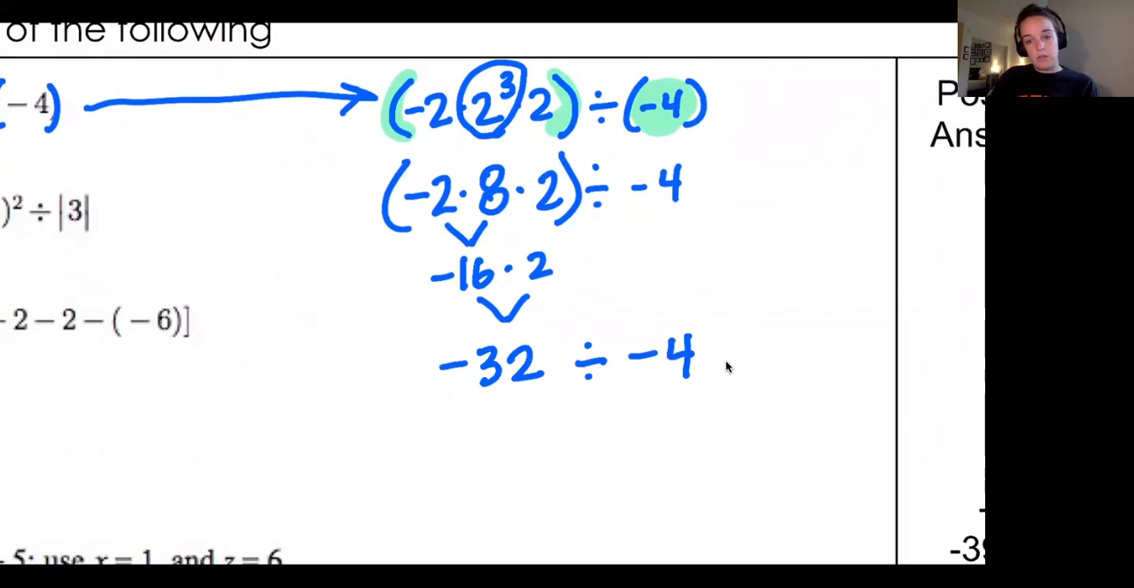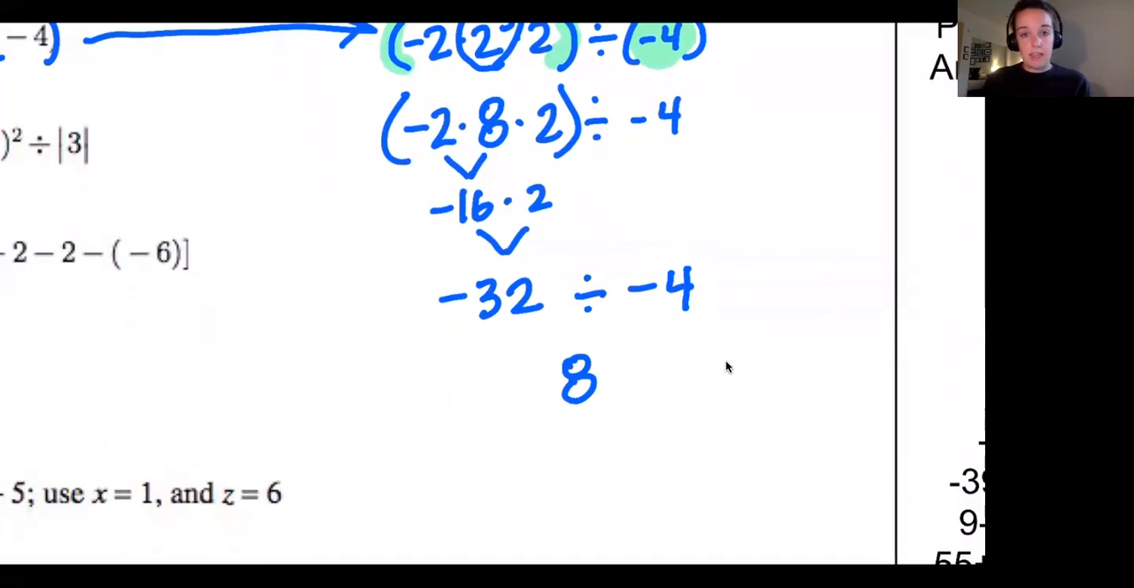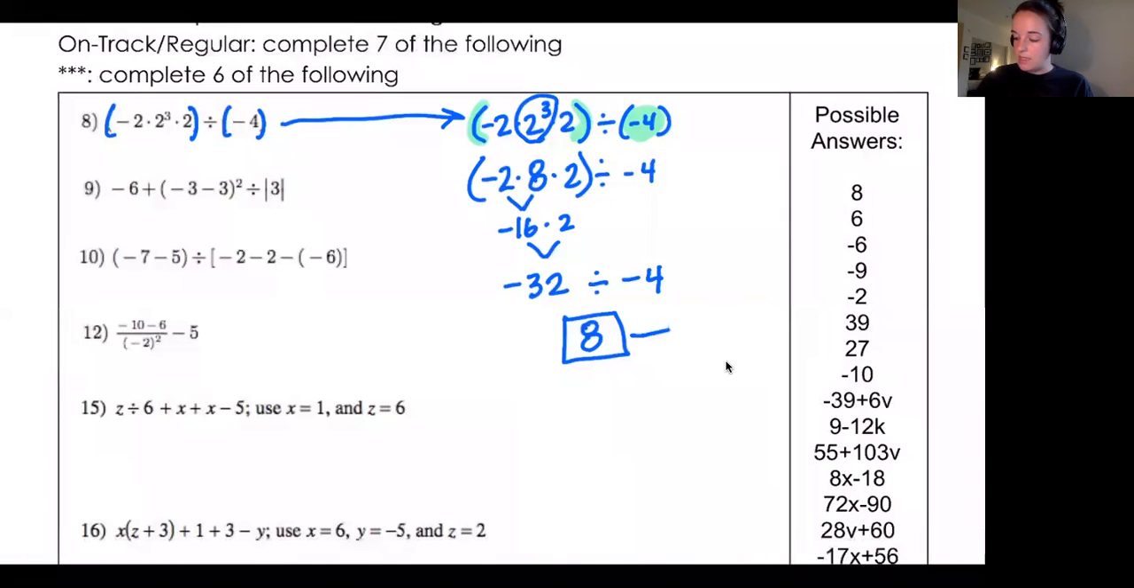So -32 divided by -4, I could use a calculator, or I know that 4 times 8 is 32, so I know that this is 8. And a negative divided by a negative is a positive, so my answer would be 8. I'm going to go ahead and check my possible answers, and I see that it's right here, so I'm going to cross it out. On your computer, you could highlight it or do something like that.